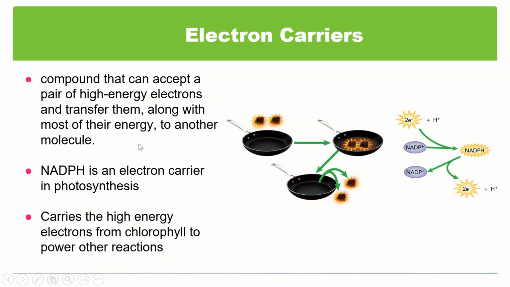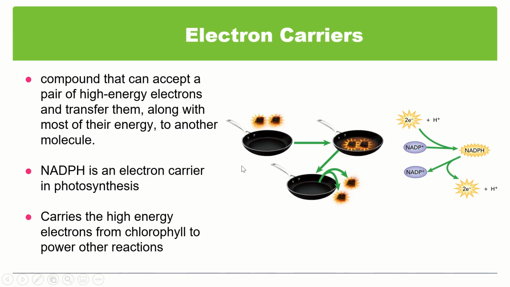Before we get into the details, we want to talk about electron carriers. These are special compounds that can carry high energy electrons and transfer them and their energy to another molecule for various chemical reactions to take place. In photosynthesis, the electron carrier that we're going to focus on is called NADPH. I like to remember that P in there for photosynthesis. This is what's going to carry high energy electrons from chlorophyll to power the other reactions of photosynthesis.